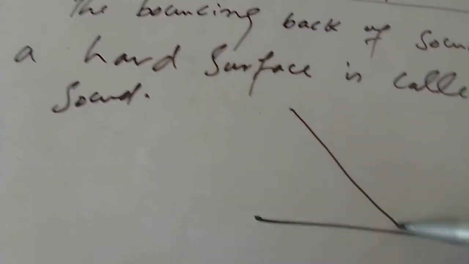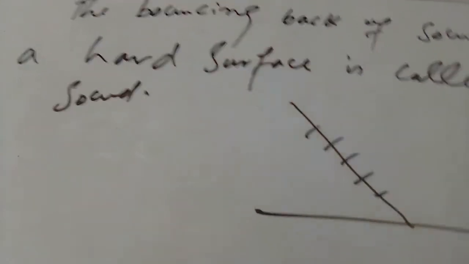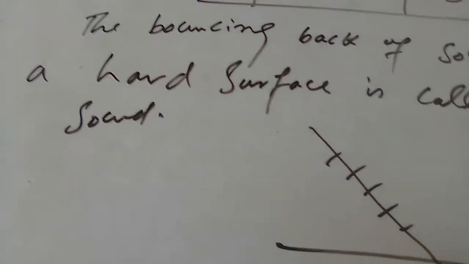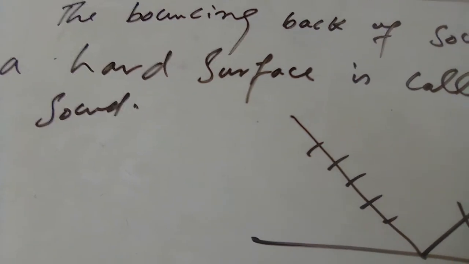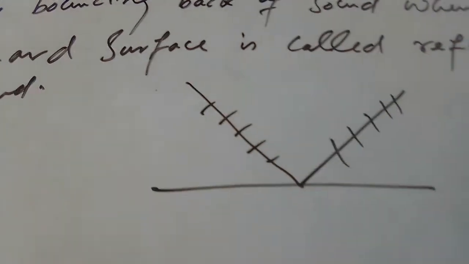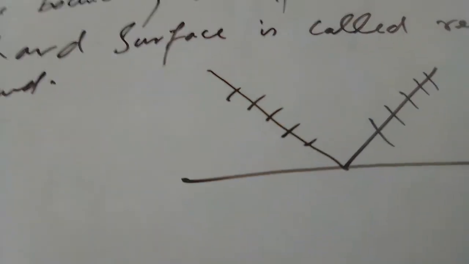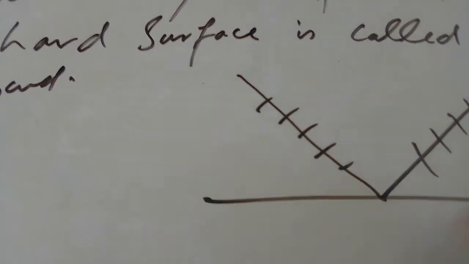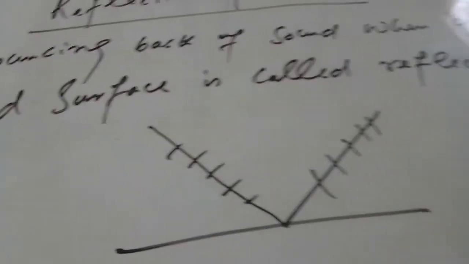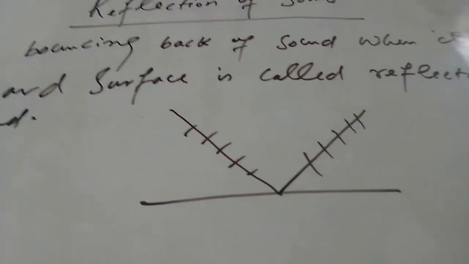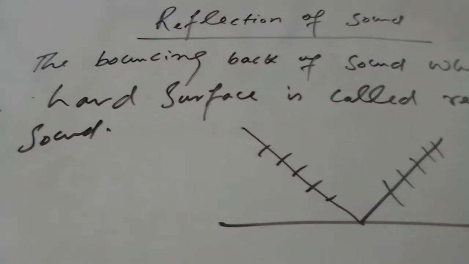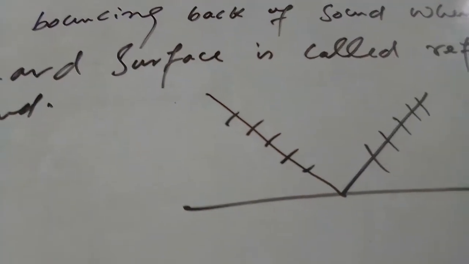Let's say these are called incident sound waves, and these are called reflected sound waves. The bouncing back of this sound from a hard surface when it strikes a hard surface is called a reflection of sound.